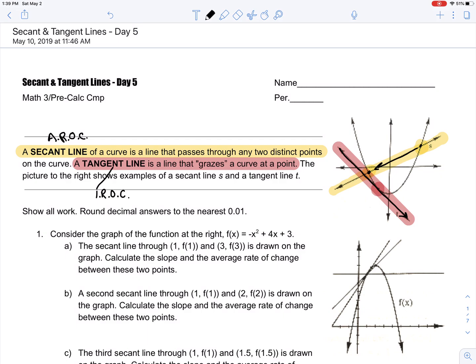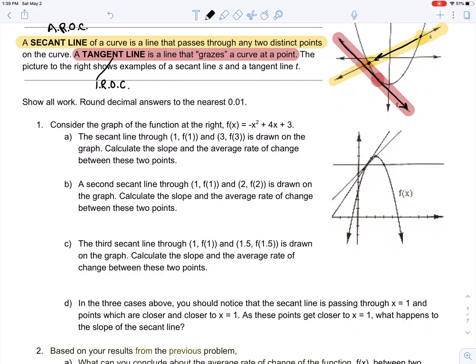So using that concept, we're going to go through this with this particular quadratic, negative x squared plus 4x plus 3. And we're going to be finding the secant line through 1 and 3. So here's 1 and here's 3 on the graph. We want to find the slope of the secant line through those 2 points, so this line right here. It looks pretty close to 0, but we're going to verify it algebraically.